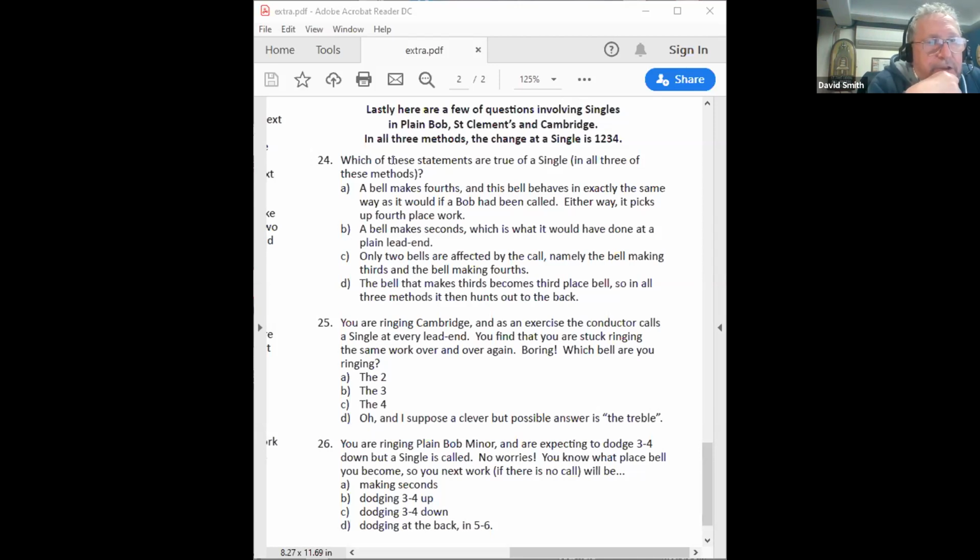Let's look at these one at a time. Firstly, at a single, a bell makes fourths, and this bell behaves in exactly the same way as it would at a bob. Either way, it picks up fourths place work. True or false? Anybody waving? Nobody waving? Does anybody need to see the methods to work it out?